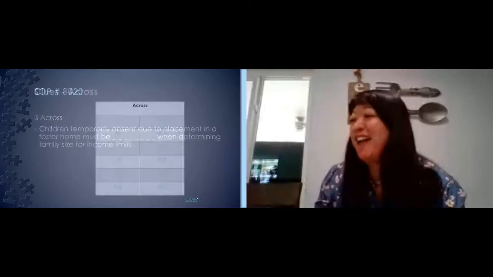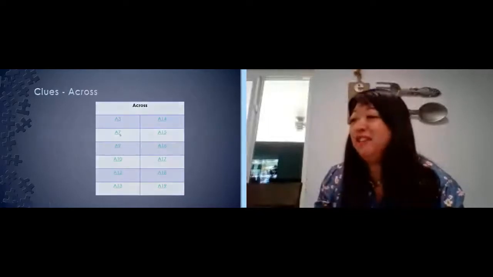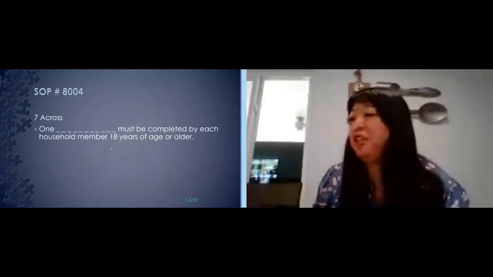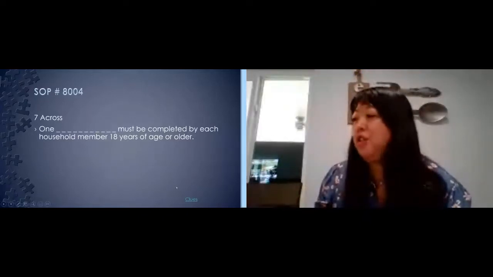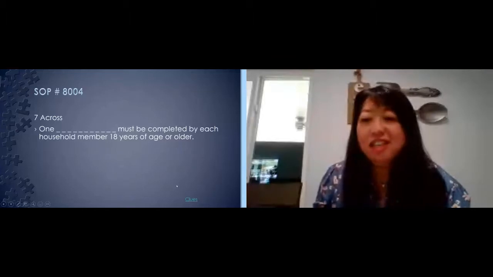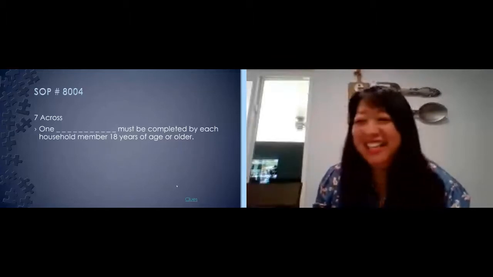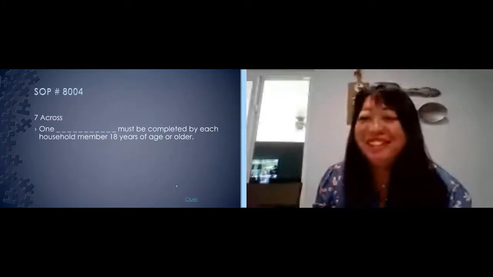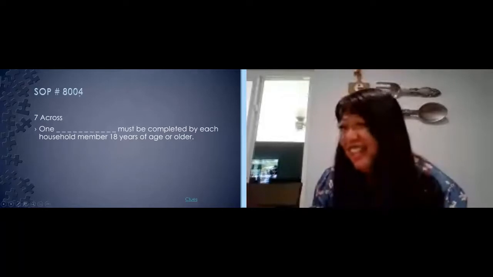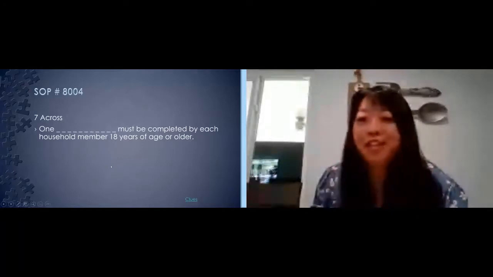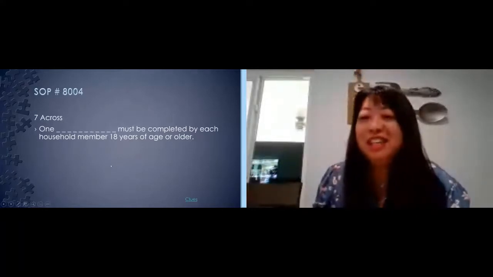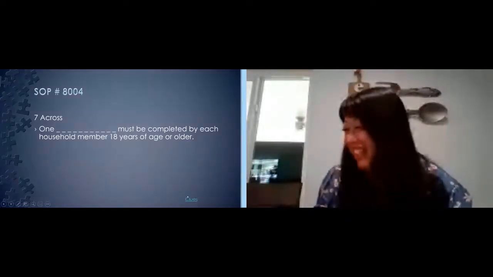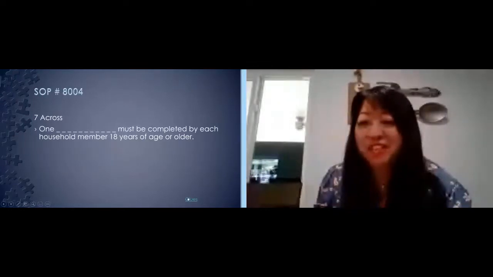Okay, we're going to go to the next one. A7, 7 across. One blank must be completed by each household member 18 years of age or older. One what? SOP 8004 if you need a clue. Ready for the next one?